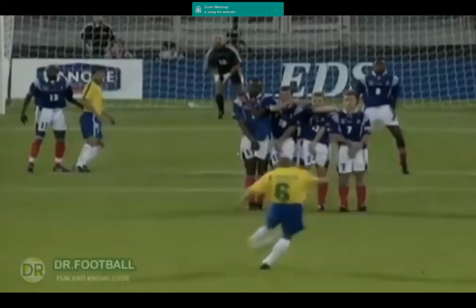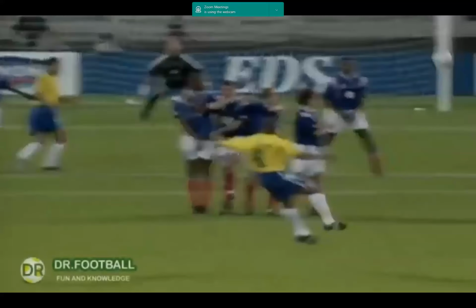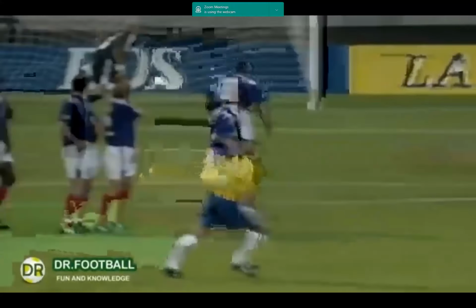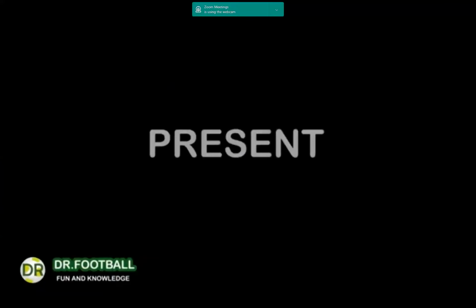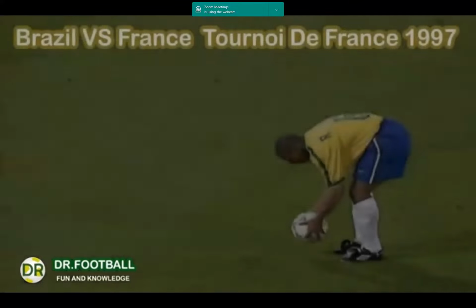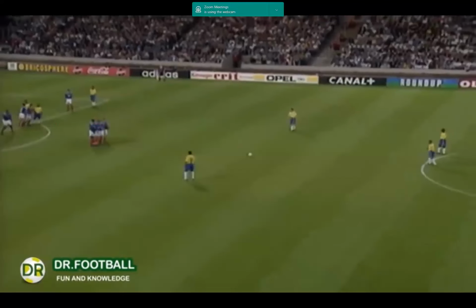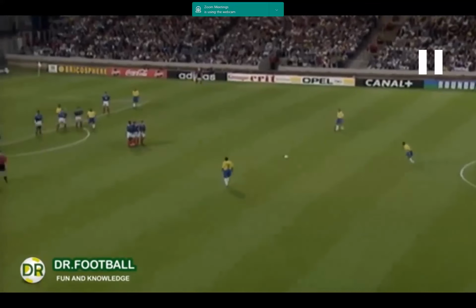Look at this. This guy called Roberto Carlos is one of the best shots of this. It's called a banana shot because the whole thing bends like a banana. I think the video is not clear, but let's see. That's 35 meters, a 30-yard free kick with a 20-yard run. Look at the YouTube channel, it's called Dr. Football.